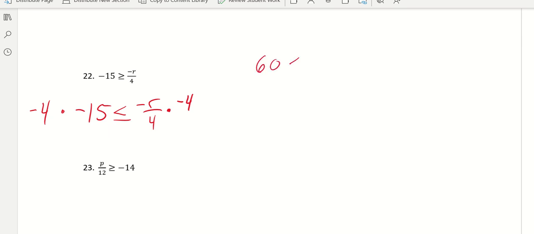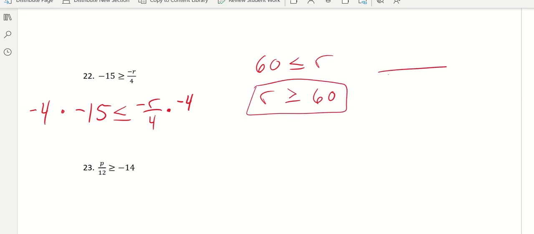So we get 60 is less than or equal to, a negative times a negative is a positive. 4 over 4 is 1. We're left with just r. Now, in this inequality, we have r on the right side. We want r to be on the left side. So we're going to flip this, r and 60. And when we flip that, we have to also flip our sign. So r is greater than or equal to 60. There you go.